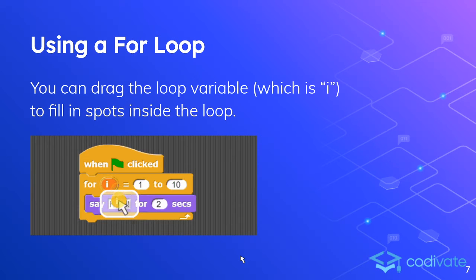Here's an animation of using the for loop. The variable I can be dragged and dropped into the block inside the loop. So in this example, every time I increases from, for example, 1 to 2 to 3, you'll be saying 1 for 2 seconds, and you'll be saying 2 for 2 seconds, and you'll be saying 3 for 2 seconds, and so on, until the final one you'll say is 10, and then you'll say that for 2 seconds.